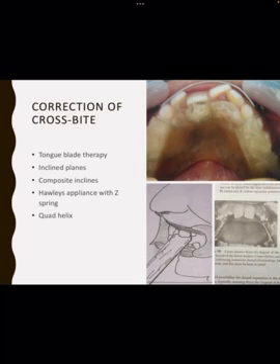Now, correction of crossbite. The crossbite correction can be done by a few methods. One is tongue blade therapy, wherein you are using a tongue blade to apply a force continuously over a period on the lingual aspect of the upper anteriors, so that the developing or erupting upper anteriors erupt in a more anterior position. Then inclined plates or composite inclines, then Hawley's appliance with set spring, and quad helix. Quad helix is an expansion appliance, so it aids in expansion of the upper arch and hence relieves the crossbite.